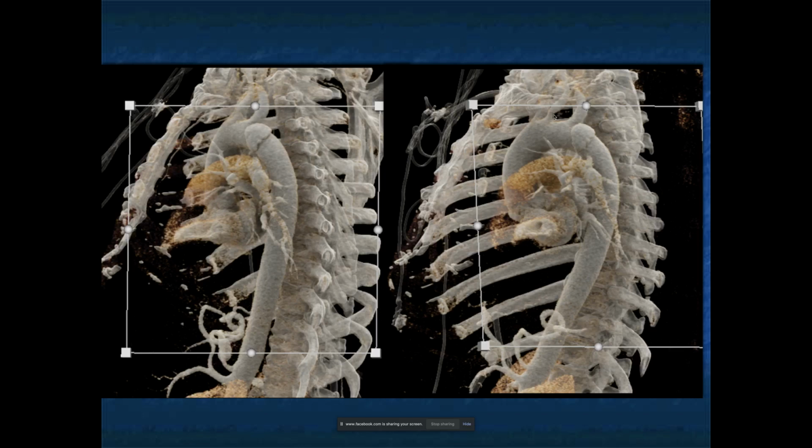You want to be very careful when you have MVAs, particularly look at the sternum, look for sternal fractures, because you always want to be careful not to miss the thoracic aortic injury.